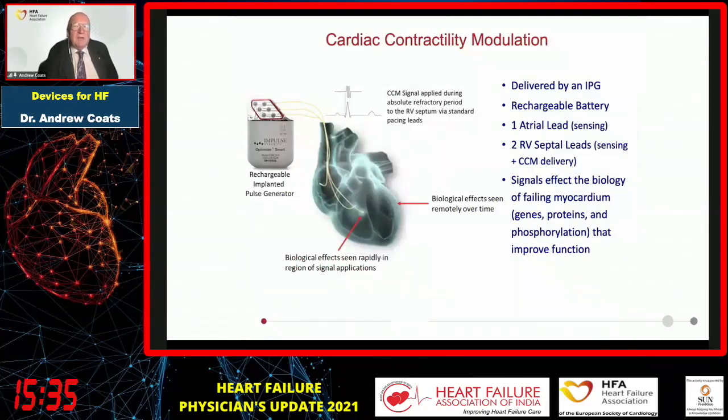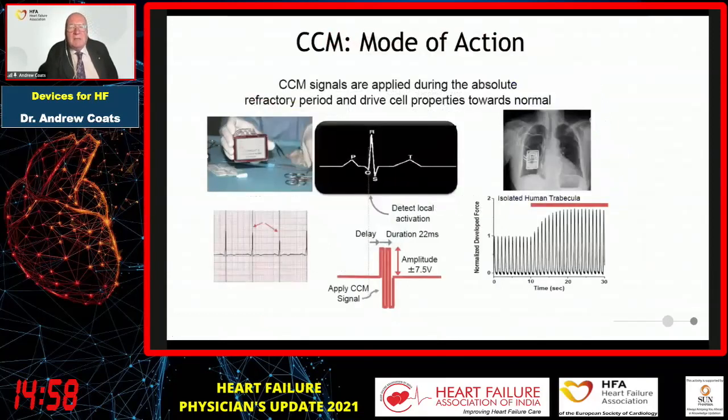One very interesting device is cardiac contractility modulation, which is a pacemaker-like device inserted into 2 places in the heart, but it gives stimulation to the cardiac muscle, not to cause a depolarization, but it's given during the absolute refractory period. And this electrical stimulation increases the strength of cardiac contractility without generating an extra heartbeat. It also causes biological effects and gene expression at a distance from the stimulation site. It is an implantable device that's very similar to a pacemaker.